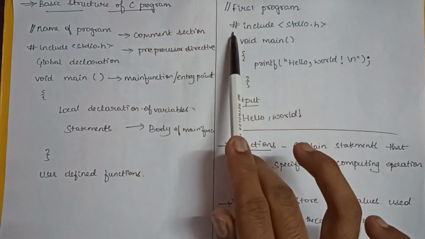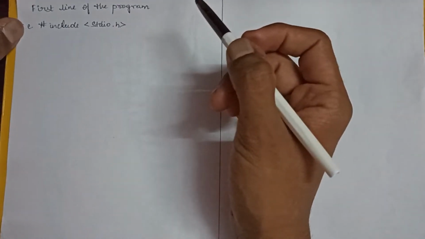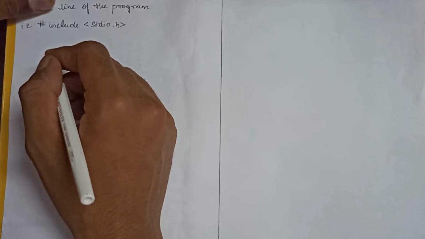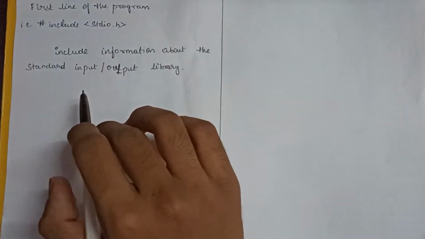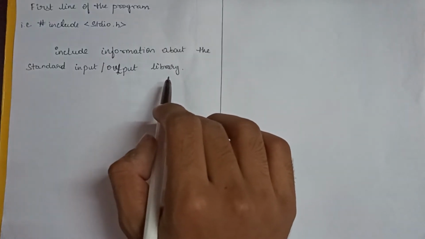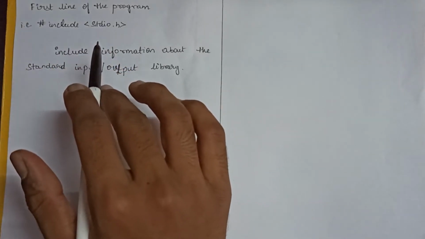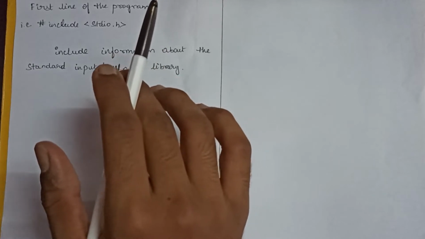Now let's look at this first line, okay? The first line of the program is #include stdio.h. This tells the compiler to include information about the standard input or output library. You can see this line in almost all C source files, or all C programs, okay?